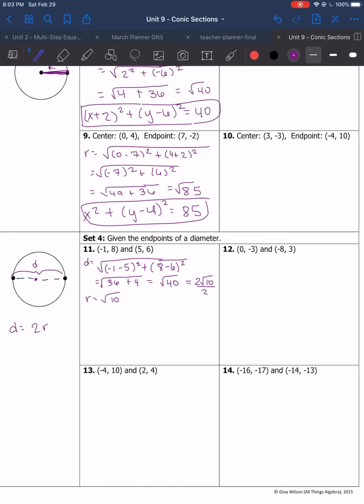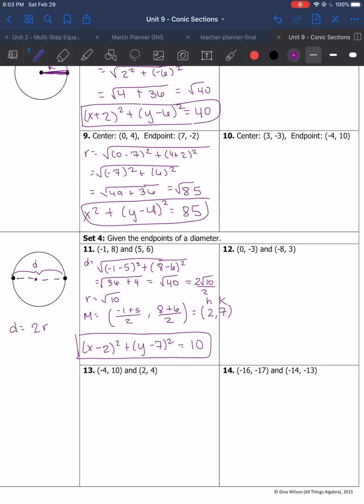So that's my radius. So now we need to find the midpoint. I'm going to take (-1 plus 5) over 2 and (8 plus 6) over 2. And that's going to give me (2, 7) as my midpoint. So that's going to be h and k, because that's my center. So my standard form equation of this circle is (x minus 2) squared plus (y minus 7) squared equals 10. Because remember, when you're finding the radius, you square it.